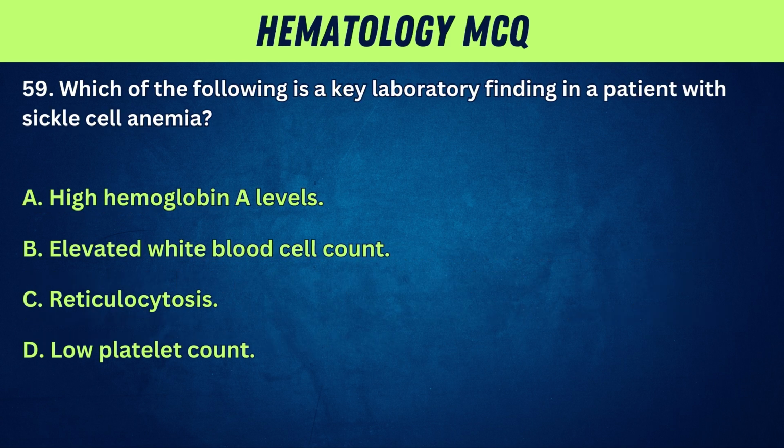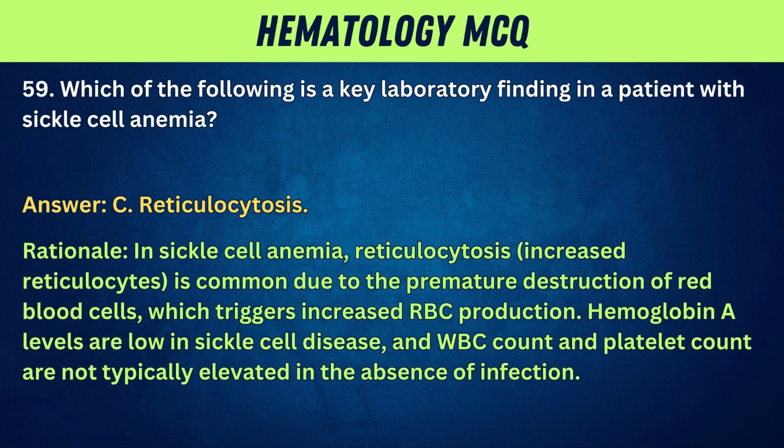59. Which of the following is a key laboratory finding in a patient with sickle cell anemia? A. High hemoglobin A levels. B. Elevated white blood cell count. C. Reticulocytosis. D. Low platelet count. Answer: C. Reticulocytosis. Rationale: in sickle cell anemia, reticulocytosis, increased reticulocytes, is common due to the premature destruction of red blood cells, which triggers increased RBC production. Hemoglobin A levels are low in sickle cell disease, and WBC count and platelet count are not typically elevated in the absence of infection.